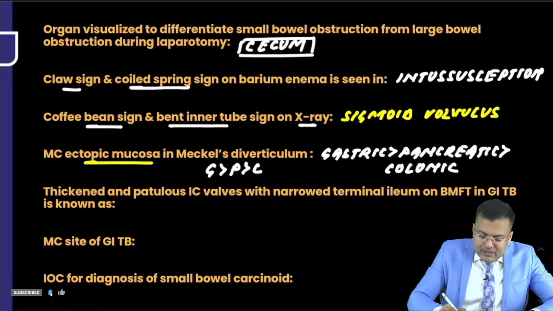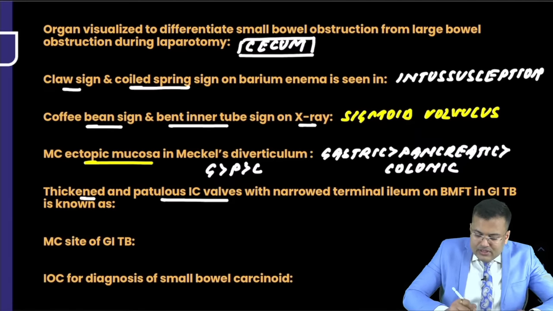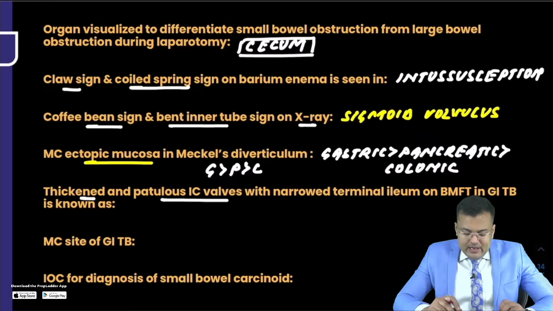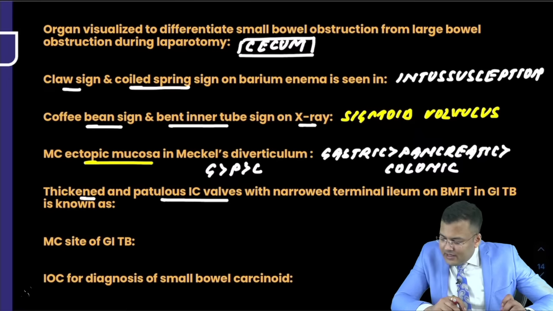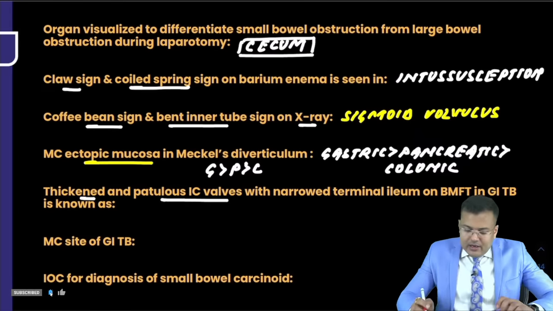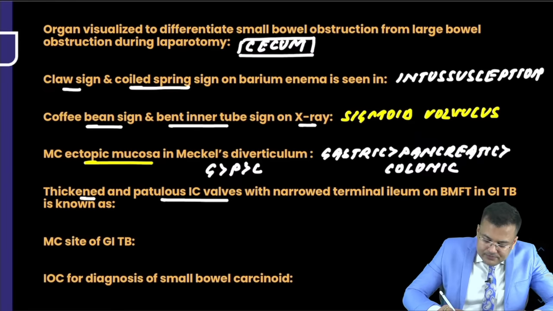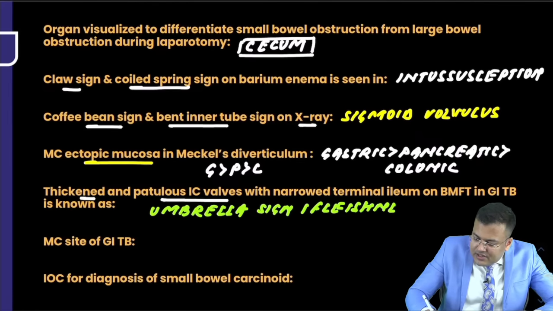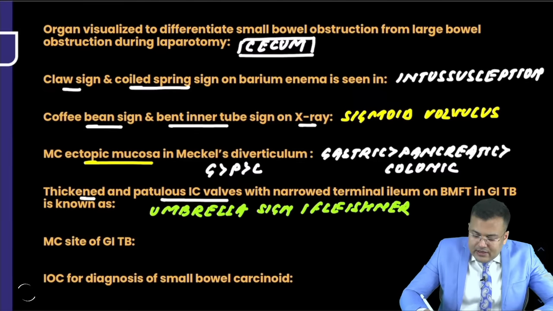Next, in a latest exam, this question was asked. Thickened and patulous IC valve with narrowed terminal ileum on barium meal follow through in GI tuberculosis is known as, what's the name of this sign? Yes, very good. Umbrella sign, also known as Fleischner sign. So this is umbrella sign, also known as Fleischner sign. Clear, guys?